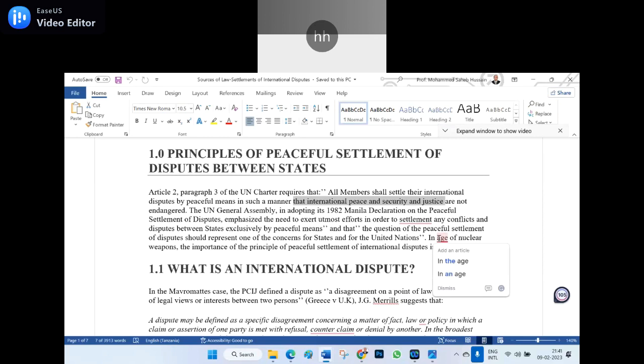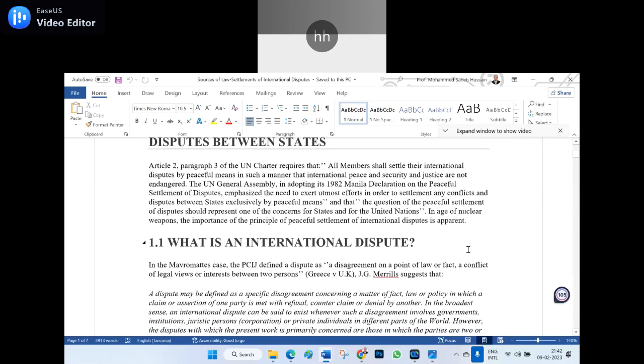The UN General Assembly, in adopting its 1982 Manila Declaration on the peaceful settlement of disputes, emphasized the need to exert utmost efforts to settle any conflicts and disputes between states exclusively by peaceful means, and that the question of the peaceful settlement of disputes should represent one of the concerns for the states of the United Nations. In the age of nuclear weapons, the importance of the principle of peaceful settlement of international disputes is apparent, indispensable, a must, because nuclear weapons are now made by many countries. Even once it is used, all the living creatures will die. Such powerful nuclear weapons are there.